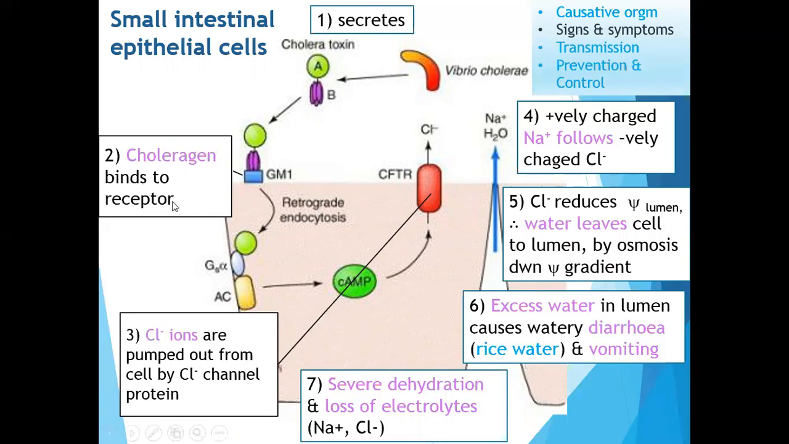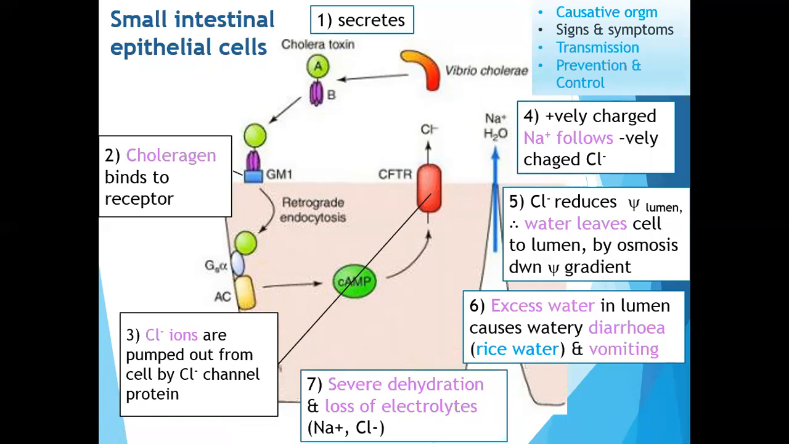Then this will cause a series of reactions to happen in the cell, which is not important for you to know. Eventually it will cause chloride ions to be pumped out from the epithelial cell into the lumen of the intestine by active transport. Every time pumping is mentioned, it is active transport, against the concentration gradient. Because chloride ions are a solute, when they go out, they reduce the water potential, leading water to also follow chloride out into the lumen from the cell by osmosis, down the water potential gradient.